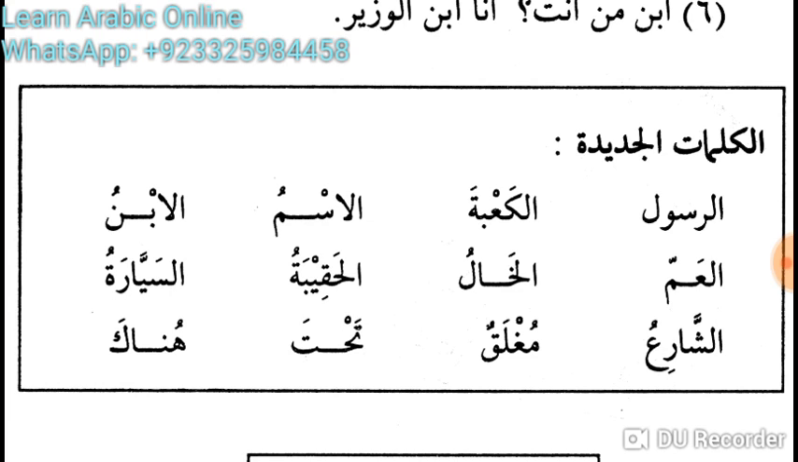And then we have Al-Ammu. Al-Ammu is uncle. Okay, uncle. Al-Khalu, which is the mother's brother. Yes, Al-Khalu is also uncle, and the difference is this: Al-Ammu is the brother of the father, and Al-Khalu is the brother of the mother.